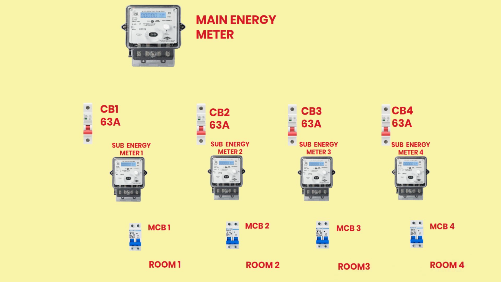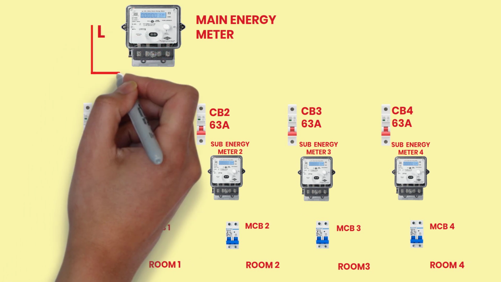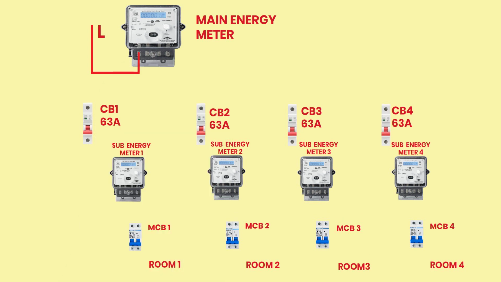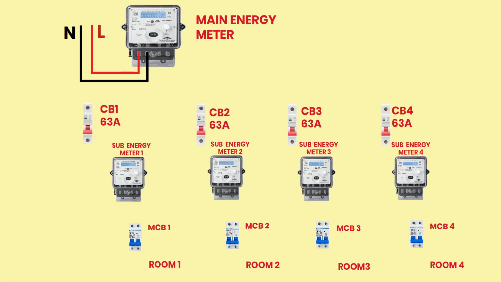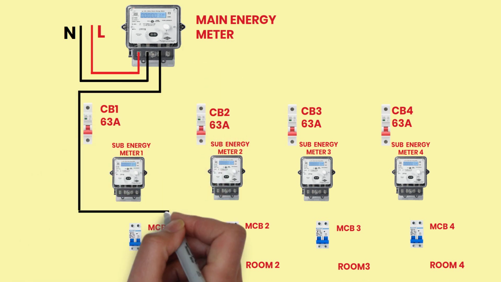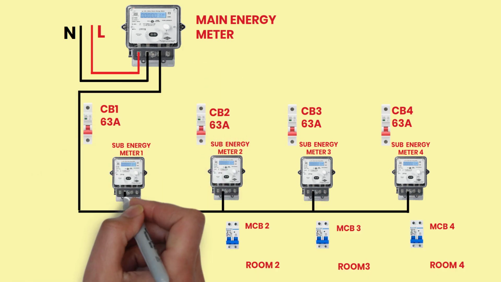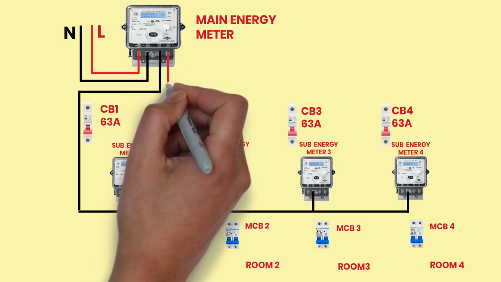Now, let's start with the main energy meter. The input terminals of the main meter receive the incoming supply, both phase and neutral wires. From the output side of the main meter, the phase line is distributed to all the sub-meters through the circuit breakers, CB1 to CB4. This means each circuit breaker provides individual protection to each sub-energy meter. The neutral wire from the main supply is connected in parallel to all sub-meters.